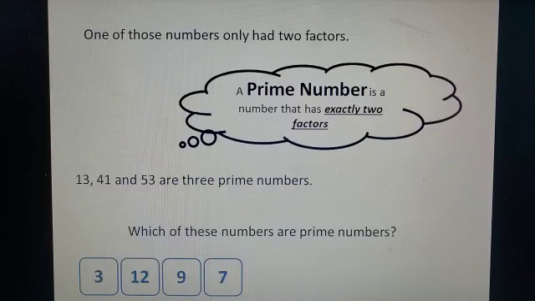Let's have a look at number 3. 1 times 3. There's no other way of multiplying 2 numbers to make the number 3. So we know that number 3 is a prime number.